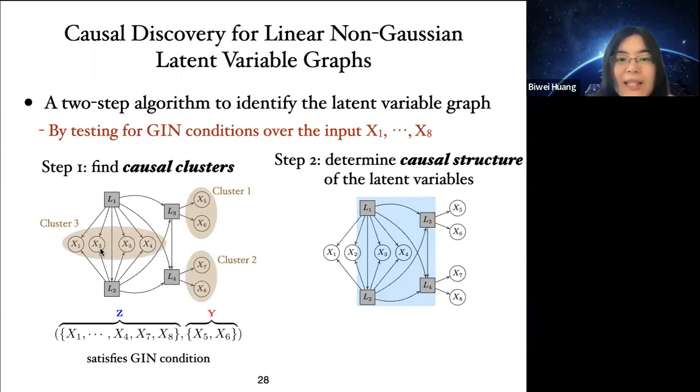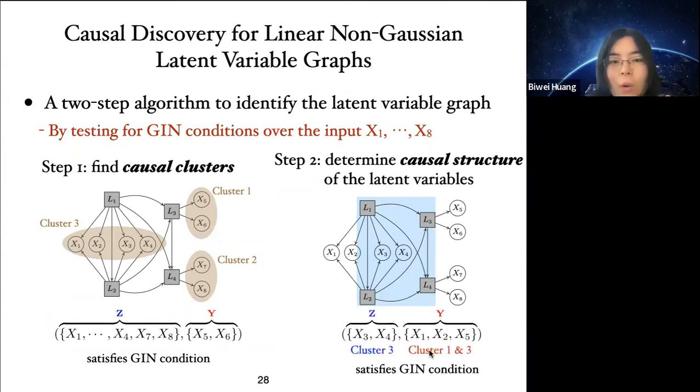Similarly, we can infer other causal clusters. Then, after identifying the causal clusters, in the second step, we can identify the causal structure of the latent variables by further using the GIM condition. For instance, we find that when the Y set contains variables from cluster 1 and cluster 3, and the Z set contains variables from cluster 3, then the GIM condition holds. So we can infer that the causal direction is from cluster 3 to cluster 1.